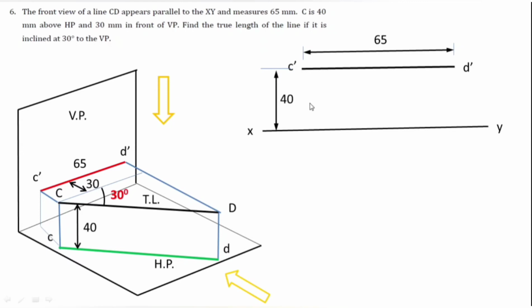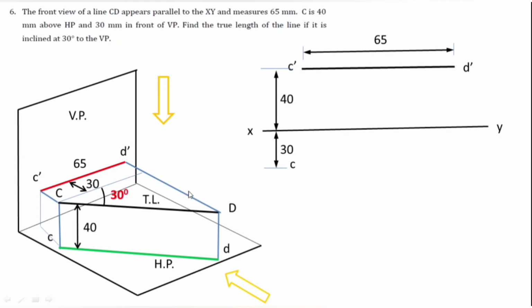So now I need to approach for the true length. So I need to project two lines in this way. So 30 mm below XY I need to move, because this 30 mm distance is projected just below the reference line XY after rotating HP 90 degree clockwise. So here it is.